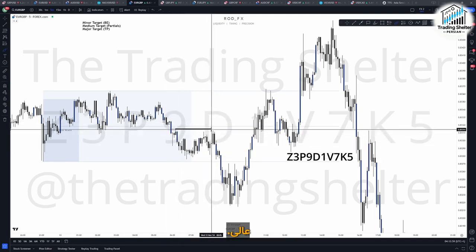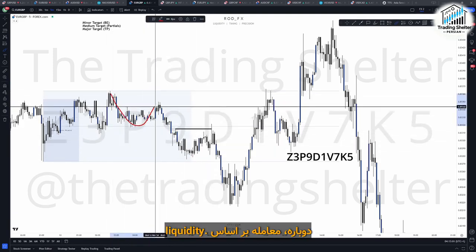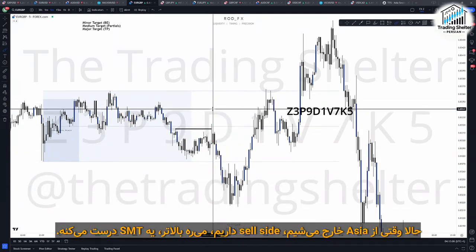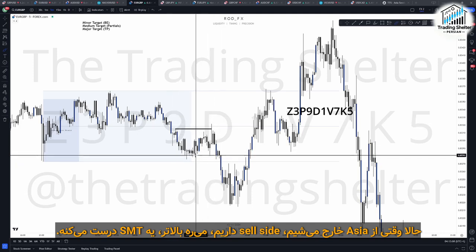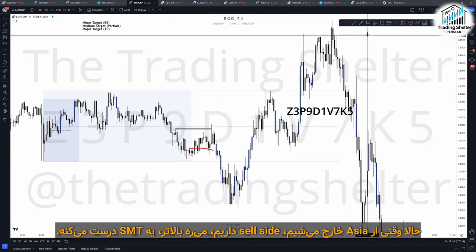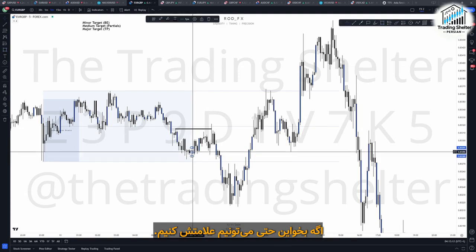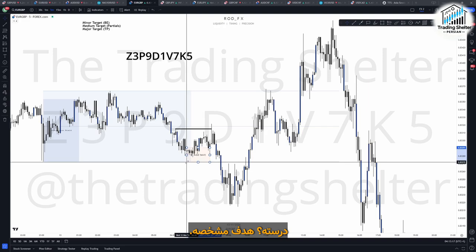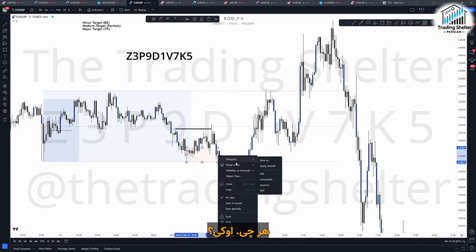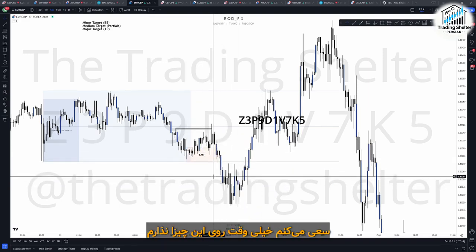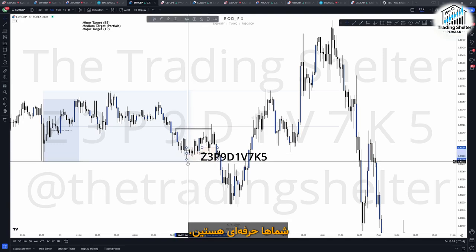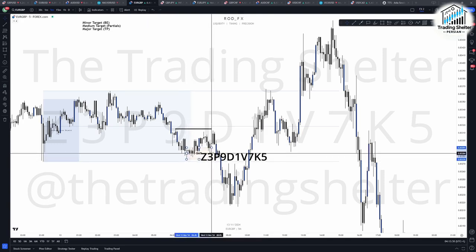Perfect. Okay. Again, trading in line with the liquidity. Now, coming out of Asia, we have sell side, induce higher, create an SMT. We can even mark it if you guys want. SMT, we have, right? Clear intention, whatever. Okay. I'm trying to not spend too much time on those things because you guys are all super good. You should know all this. You guys are professional. This is like baby stuff, right? Baby pip stuff. I'm joking.